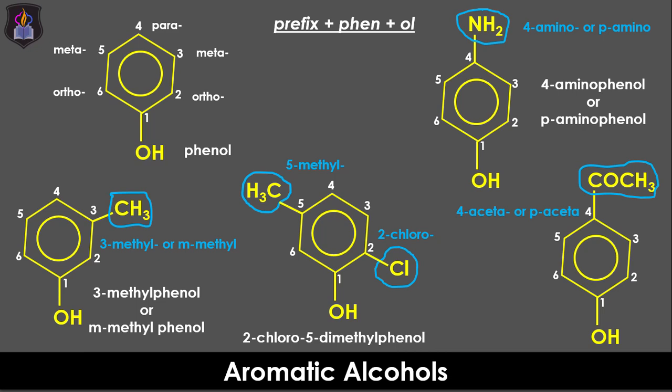In the last compound, the COCH3 substituent is called the acetyl group and is attached to the fourth carbon or para position. Hence, the name of the compound is 4-acetylphenol or para-acetylphenol. That's simply how to name alcohols. In our next video, we will learn about the classification of alcohols.